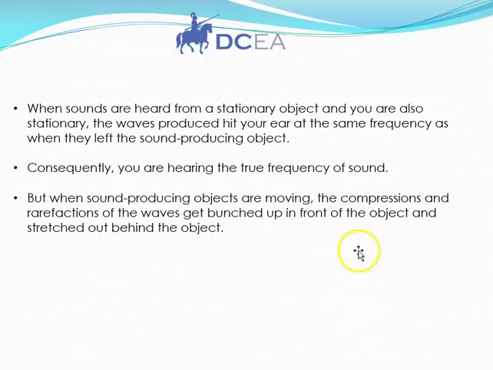When sounds are heard from a stationary object, and you are also stationary, the waves produced hit your ear at the same frequency as when they left the sound producing object. So when you're sitting in a car honking your horn, you're actually hearing that horn's true frequency. But when a car is honking its horn and it's coming towards you or moving away from you, the compressions and rarefactions of the waves get bunched up in front of the object and stretched out behind the object. That's when the pitch changes.